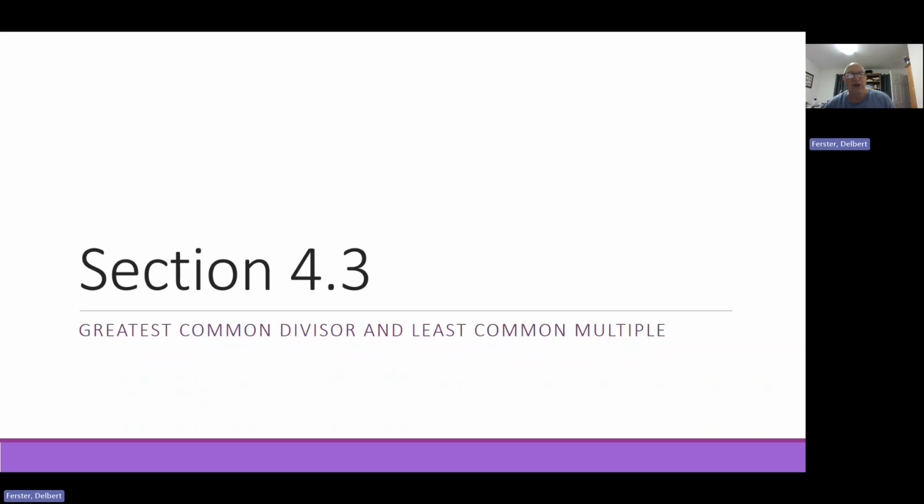All right. Section 4.3 on the horizon. We're going to do greatest common divisor, GCD, and least common multiple, LCM, and GCF, greatest common divisor, as your book likes. I grew up calling that greatest common factor. So as it's true, old habits tend to die hard.